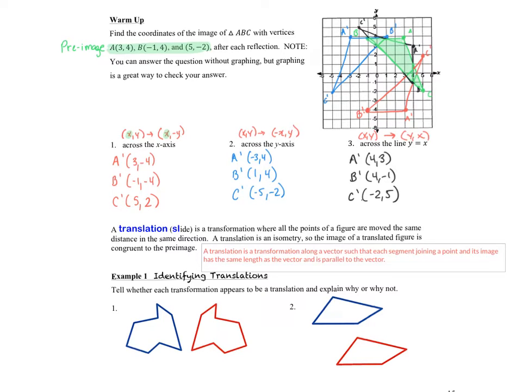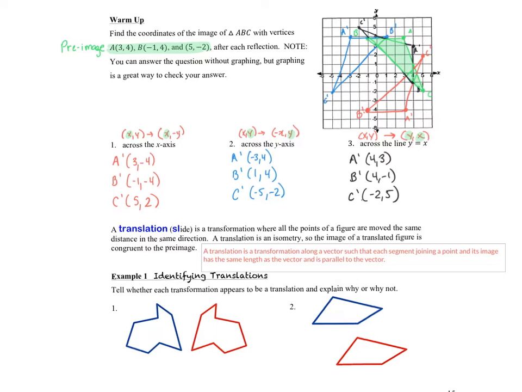For number 2, if I'm reflecting across the y-axis, I know the y's are going to stay the same, but the x becomes the opposite sign. And to reflect across the line y equals x, switching out the y and the x, I'm reversing it, so it goes y comma x.